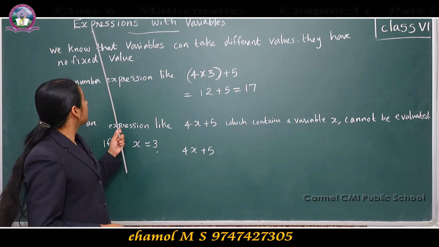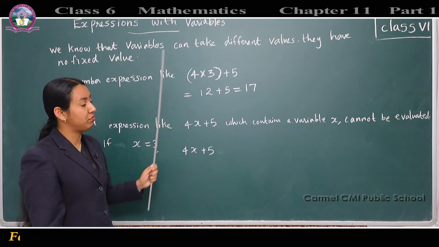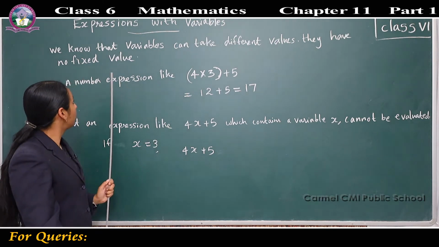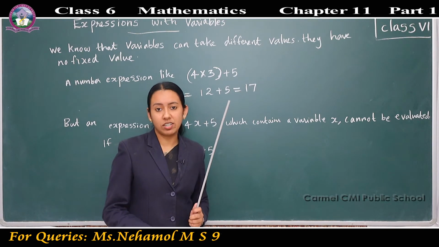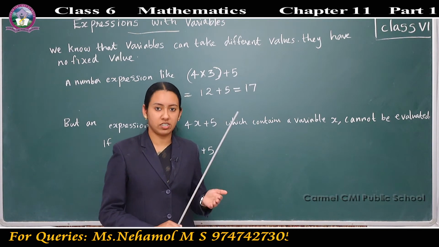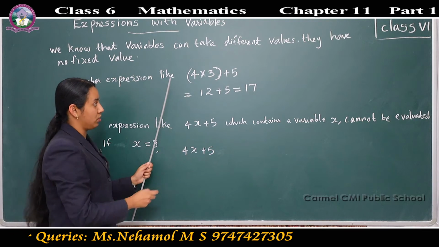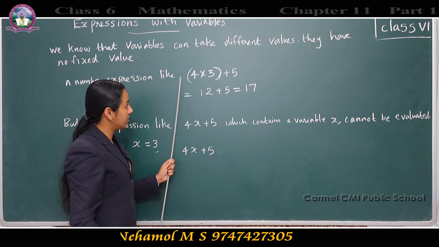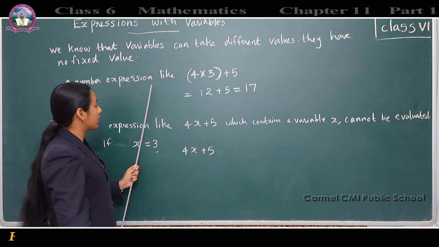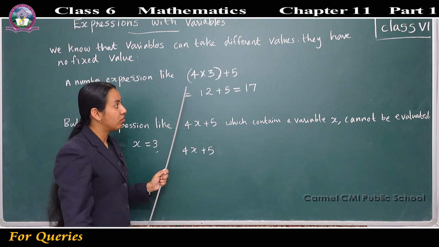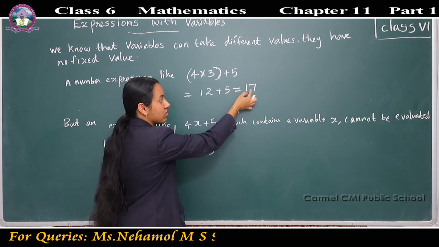Next topic, expressions with variables. We know that variables can take different values. They have no fixed value, but they are numbers. That is why basic operations like addition, subtraction, multiplication and division can be done on them. Now consider a number expression, 4 into 3 plus 5. This is a number expression because there are no variables. We can evaluate it immediately. How? 4 3s are 12 plus 5 is equal to 17.